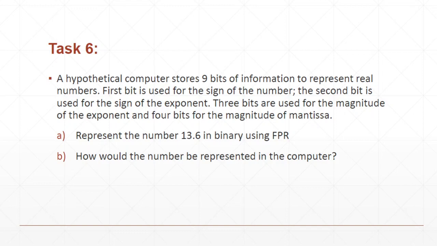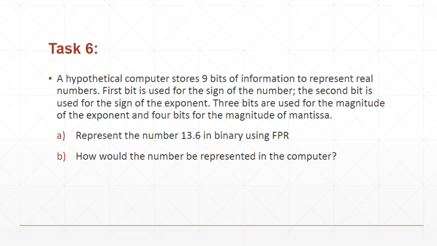Task 6 is actually taken directly from the lecture. We have already done this in the lecture, but because it wasn't very clear, we are doing it again in the tutorial. Now, we have a hypothetical computer that stores 9 bits of information to represent real numbers.